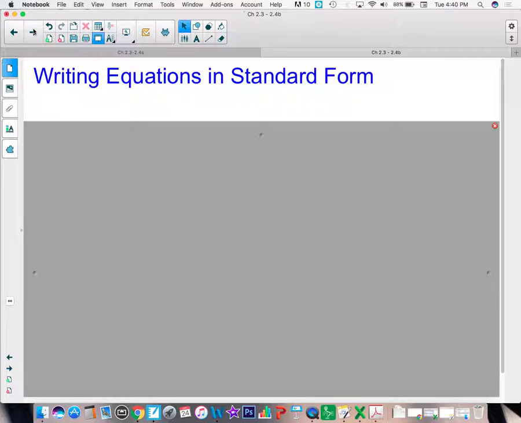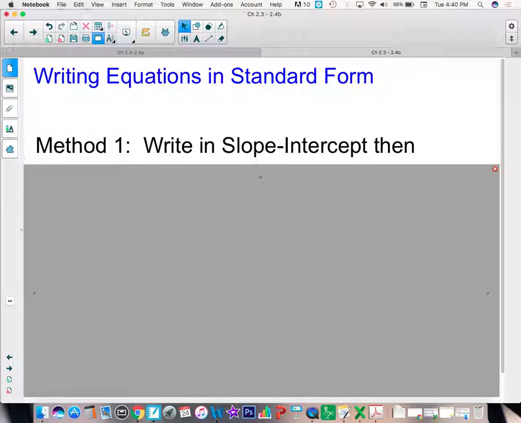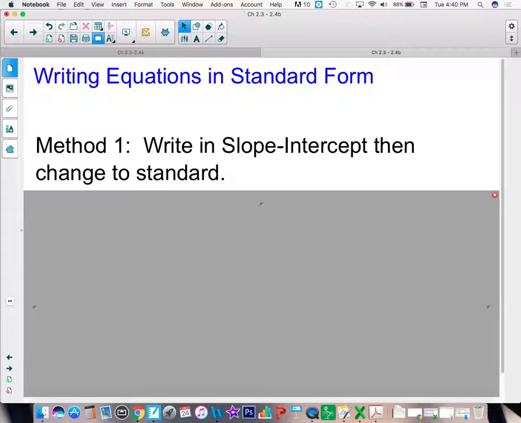Okay, so we're going to write equations in standard form first. So our method to writing in standard form. Method 1, you're going to write in slope-intercept and then change to standard form. Okay, that's our first method. So go ahead, pause the video, write that down.